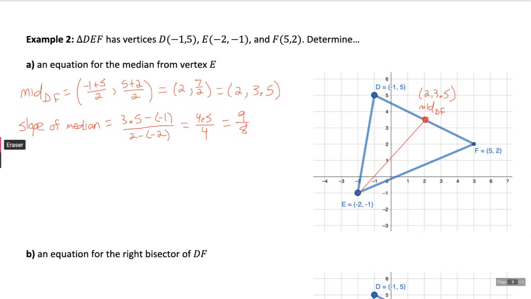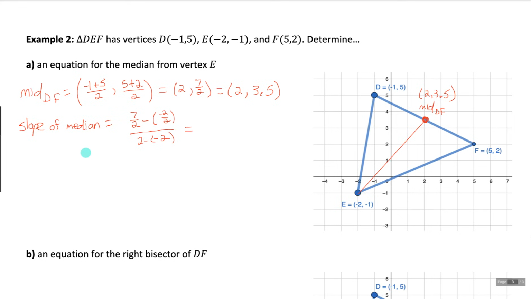And I could have got that same answer by, instead of using 3.5, I could have used the fraction 7 over 2. Let me show you what that would look like. So I would do 7 over 2 minus negative 1. But I would want a common denominator, so I would write negative 1 as negative 2 over 2. That's equivalent to negative 1. Over the change in x, which would be 2 minus negative 2.